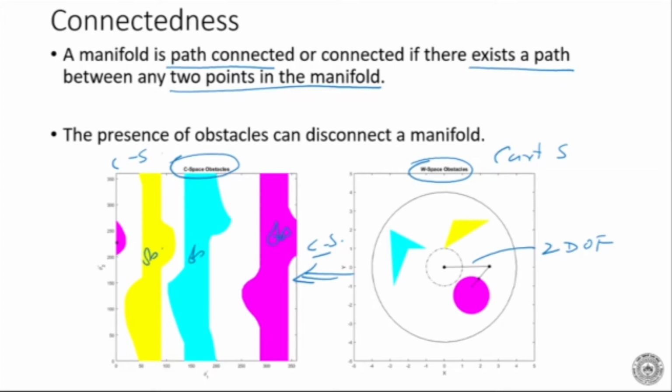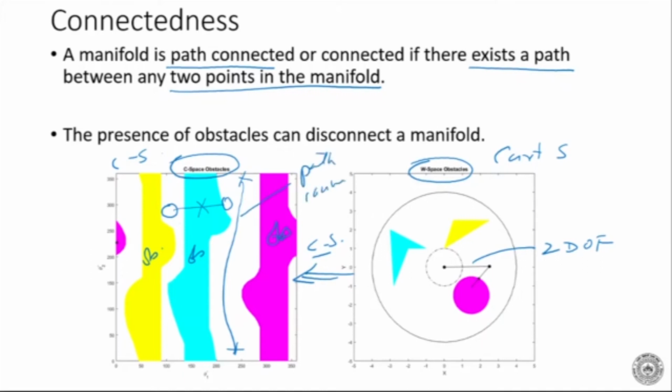Now, this is telling us a manifold is path connected or connected if there exists a path between any 2 points in the manifold. So, this point and this point, there exists a path between these 2 points in the manifold, and hence it is path connected. Okay. Now, if I say this point and this point, now there is no path from here to here. It can't go through an obstacle. So, these two are not path connected. That is the meaning of path connected.